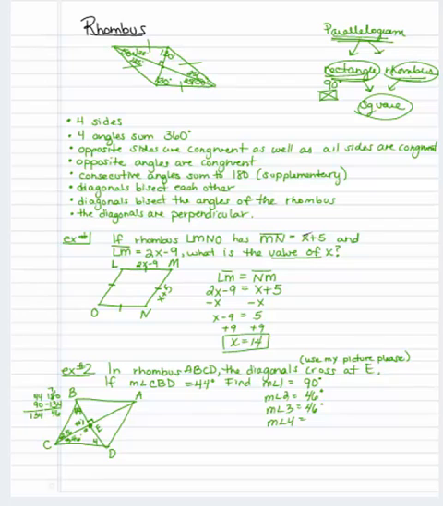Again, we've got 90 degree angles around this whole entire center at E. So 46 and 90, there's going to be 44 left to be angle 4.